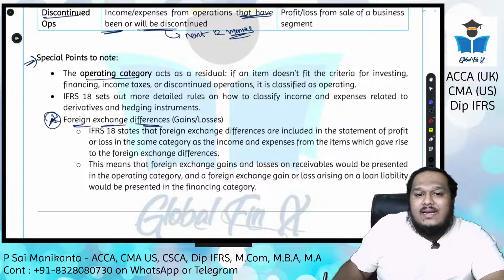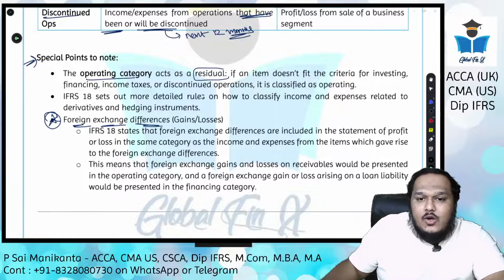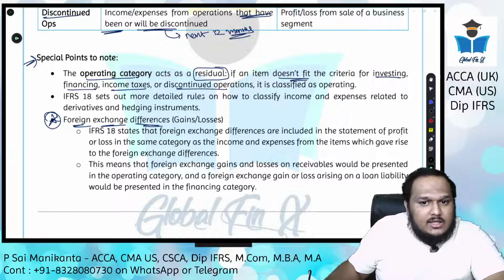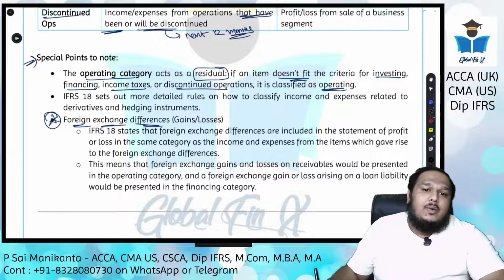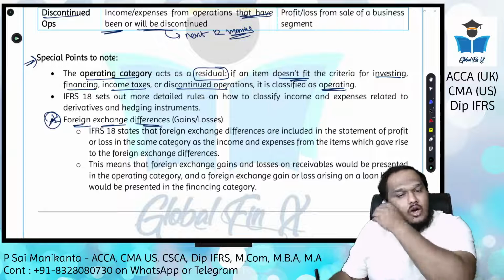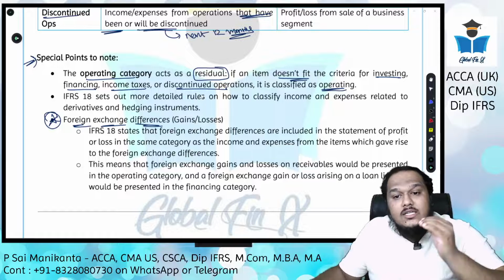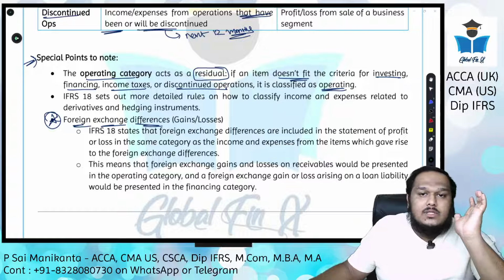First one, the operating category is a residual category. If an item does not fit the criteria for investing, financing, income taxes or discontinued, it will be classified as operating. If something cannot fall into the other four, it will be in the operating, even though it is not related to your primary business.